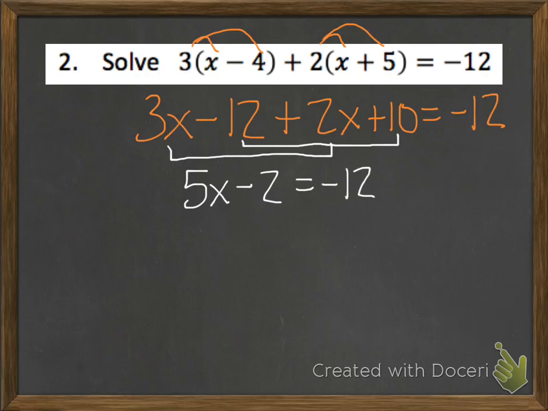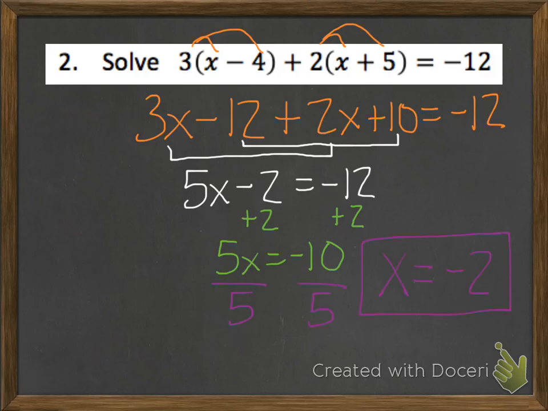Still equal to -12. We can keep solving for x. We want to add 2 to both sides. And as we do that, we get 5x = -10. Dividing by 5 gives us x = -2.